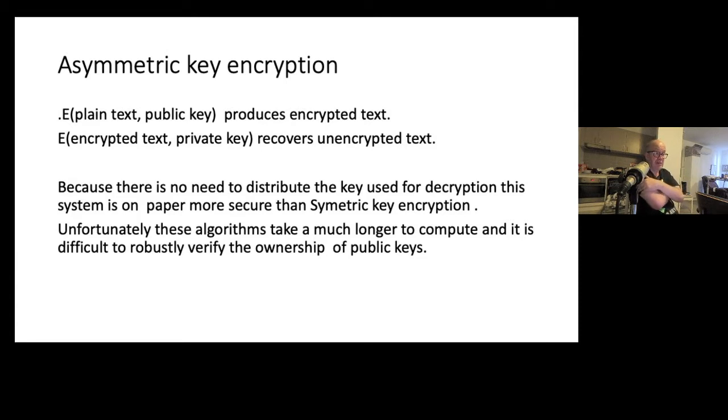Now, using the mathematical nomenclature that we used in the previous slide, we have an encryption process E. We apply it to the plain text and the public key to produce the encrypted text. We have the encrypted text and the private key. We apply the encryption process to the encrypted text and the private key to recover the unencrypted text.